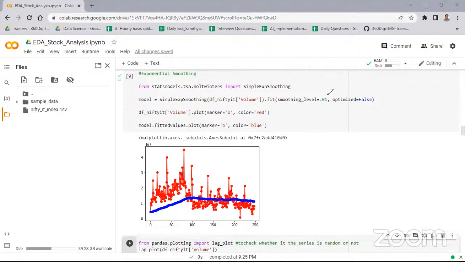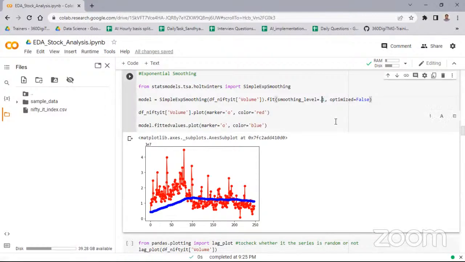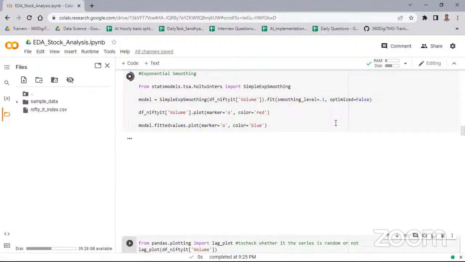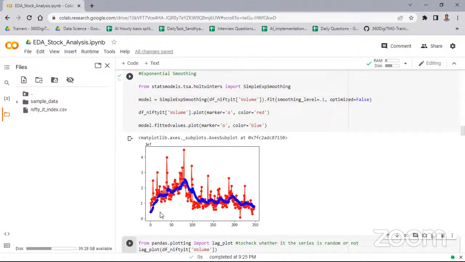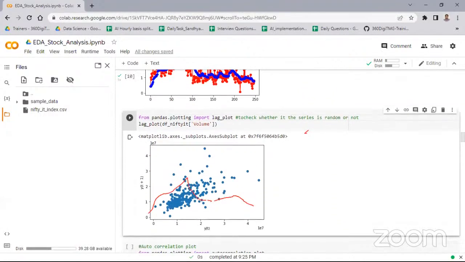I'll just do one thing. I'll quickly go and change the 0.01 to 0.1. So you can better look into that range, which has a smoothing level, which gives an idea that it increased, decreased, and now it is decreasing. This is one kind of plotting the data and representing it.